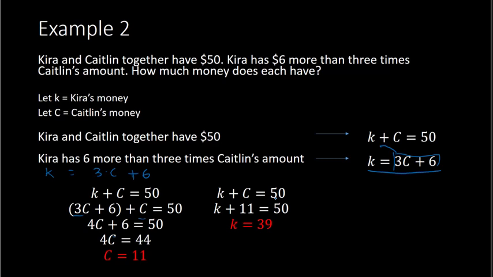And we can always do a mental check and see if our answer is correct by looking at the given information. So together they have $50, so that is true. 11 plus 39 is 50. And Kira has $6 more than 3 times Caitlin's amount. And that is also true. 3 times 11 is 33, and add 6 to that, and that gives me 39.